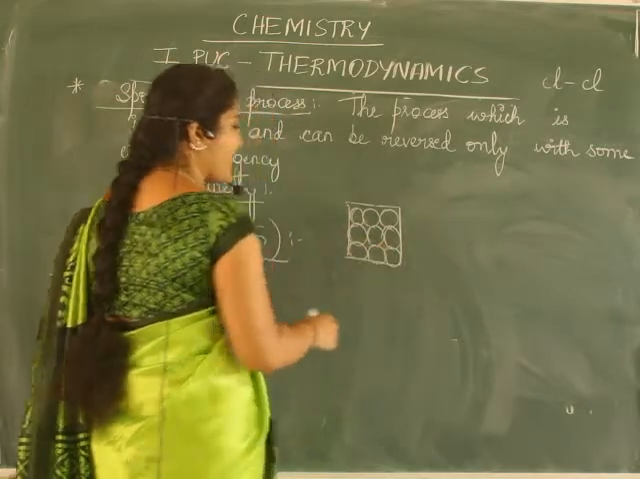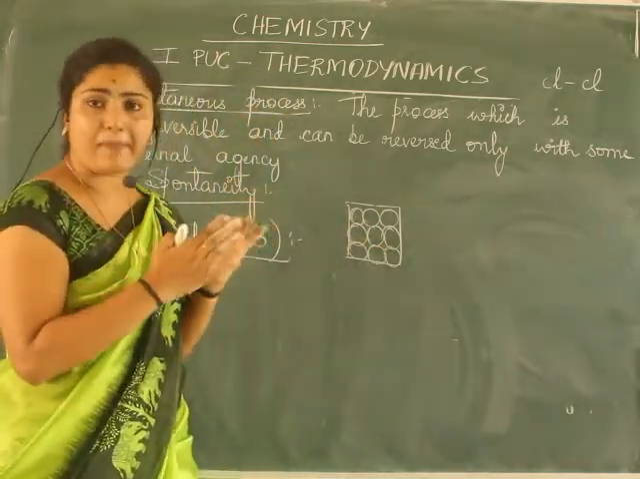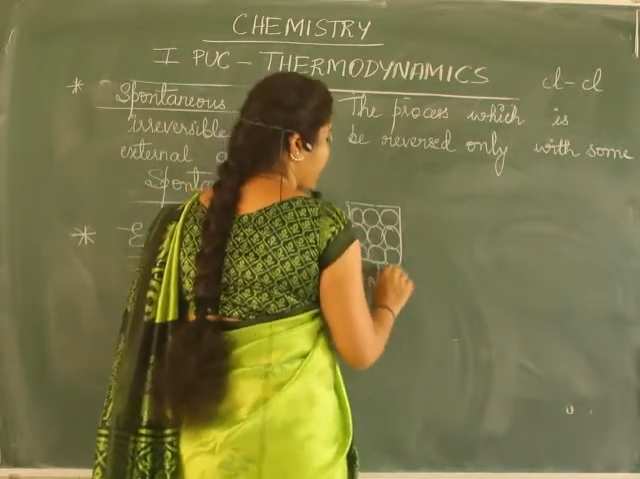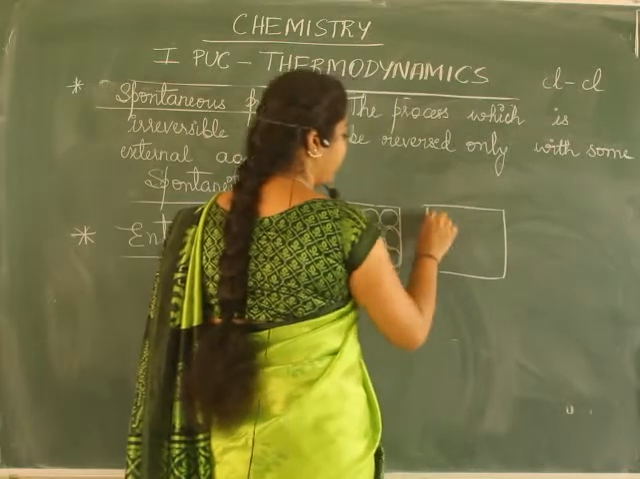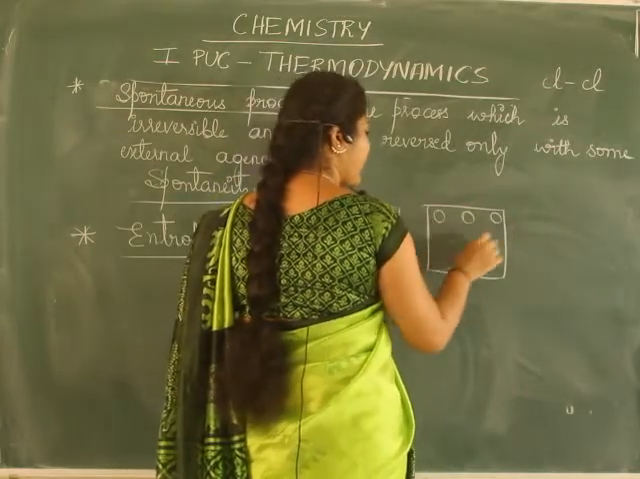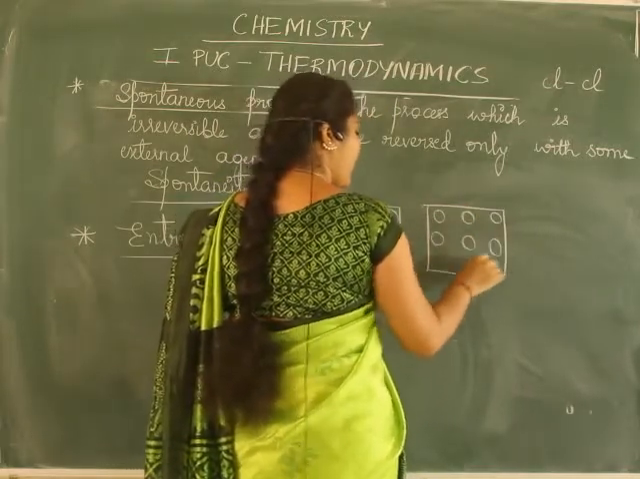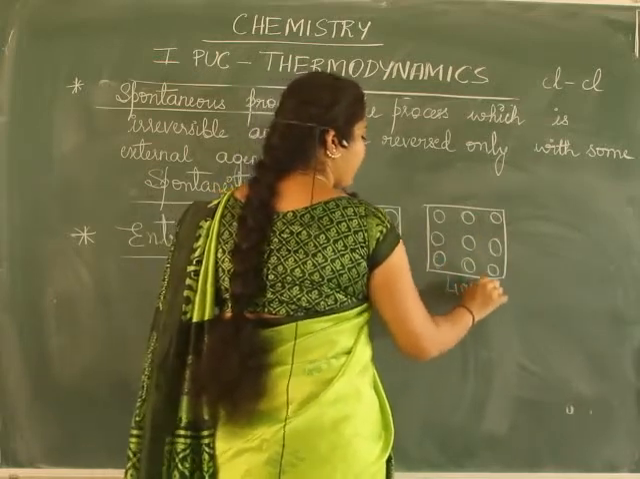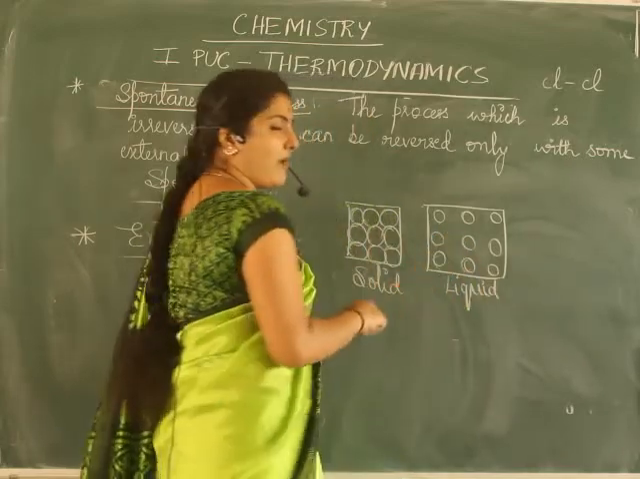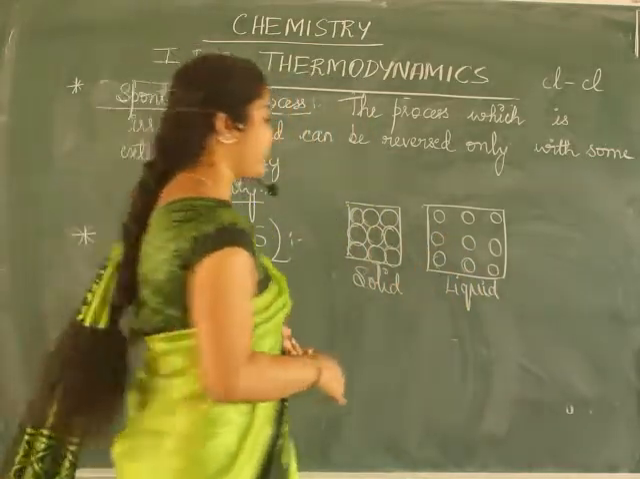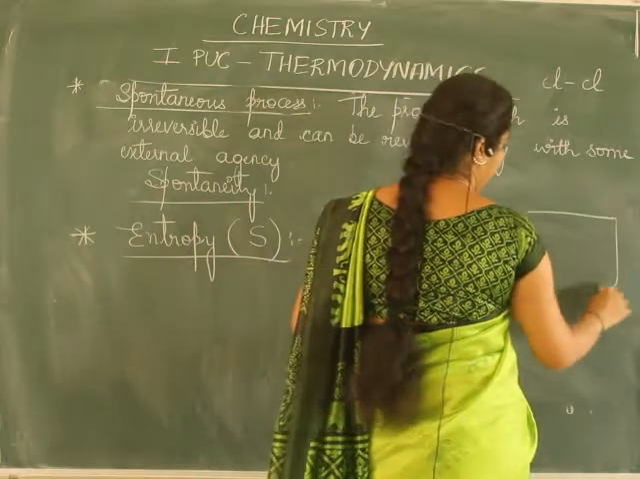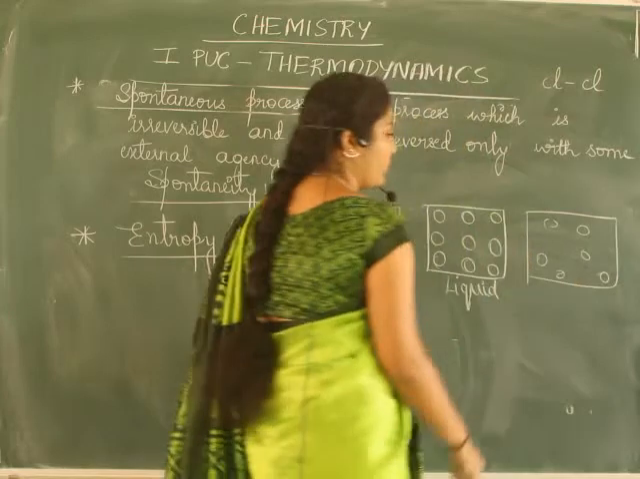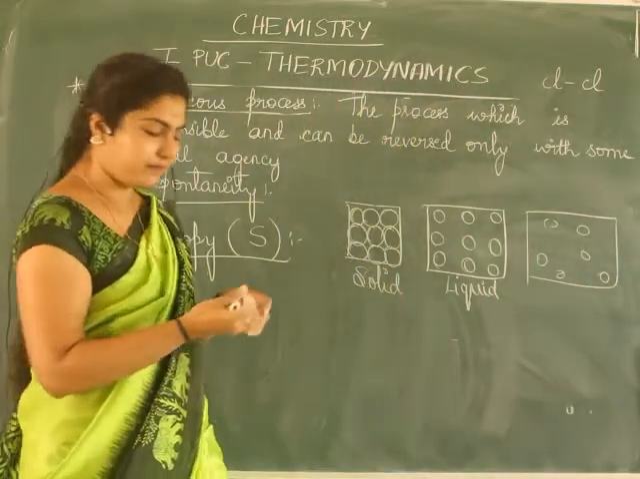A solid system has all the particles compactly, tightly packed. We'll consider a liquid system. In liquids, the particles are orderly arranged but not like that of solids, and they have the ability or tendency to flow. Whereas in gas, the particles are free to move.